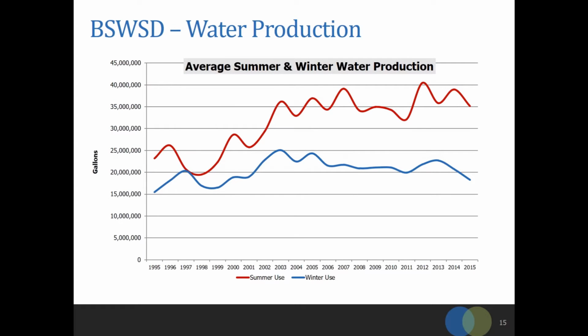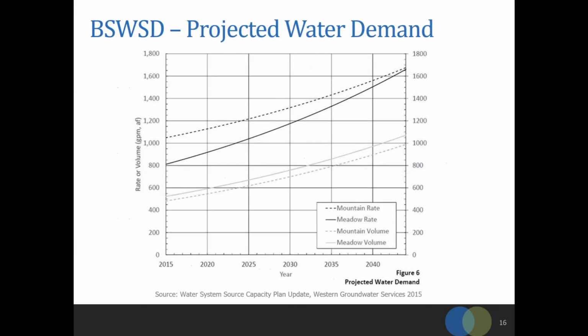Looking at water production in summer versus winter use, most of the use of the water occurs in the summer for the Water and Sewer District. For future water demand here, the top two lines are the Mountain and Meadow wells in gallons per minute. You can see on the left, 2015, what the usage is right now, and the projected water demand increasing over the next 25 years.